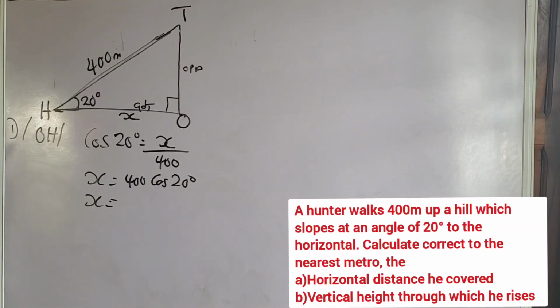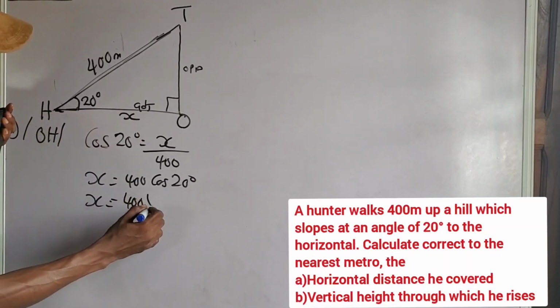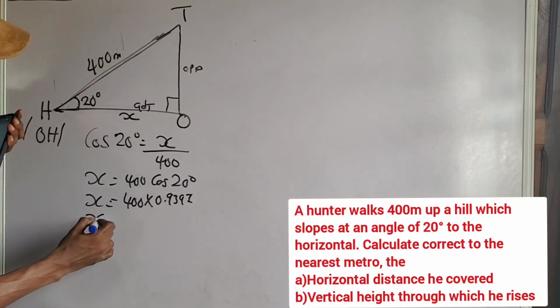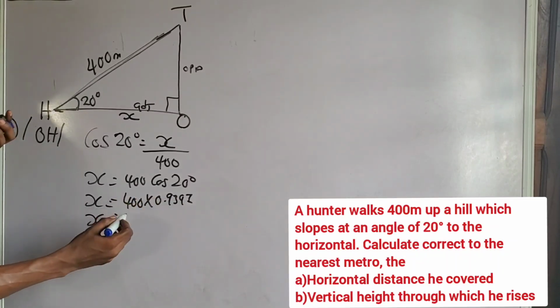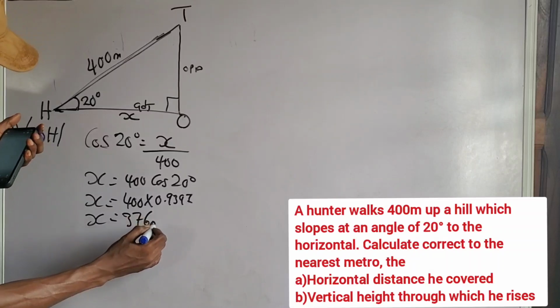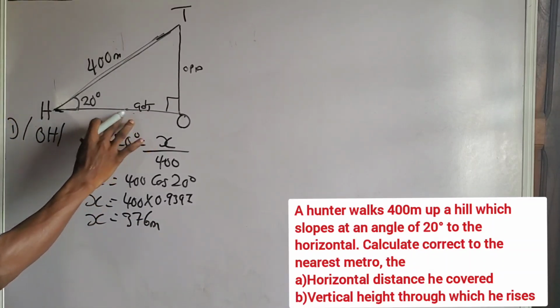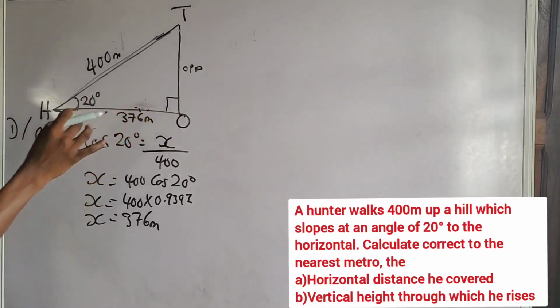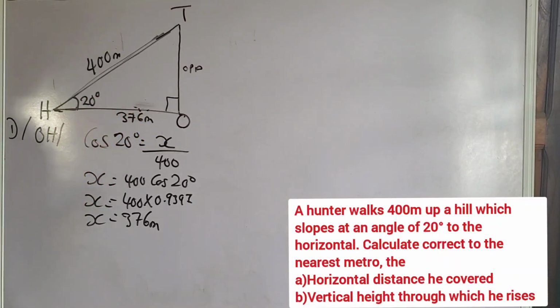Cos 20 degrees is 0.9397. 400 multiplied by 0.9397. So x equals, this times this is 376. So the value of this is 376 meters. So the horizontal distance that the hunter covered is 376 meters.